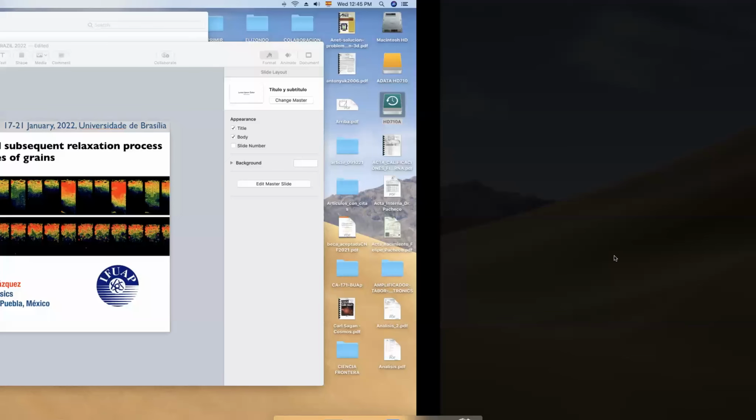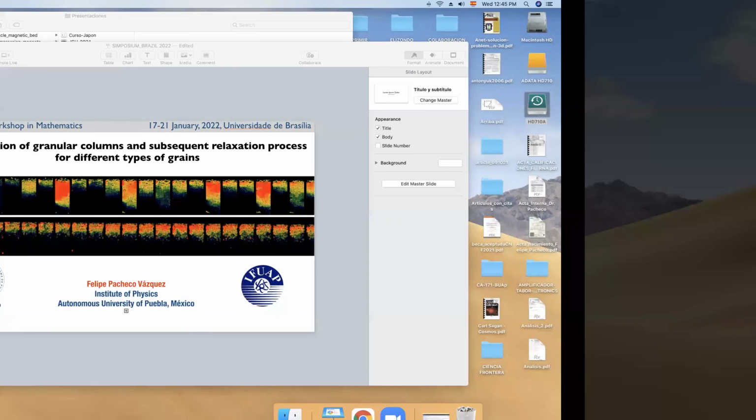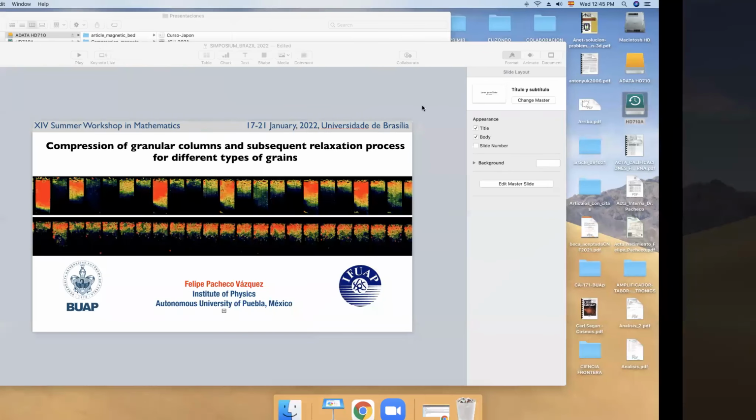Okay. I will start on two computers. Andrea is left. Okay, very good. So I hope you can see the screen. We can see your screen.